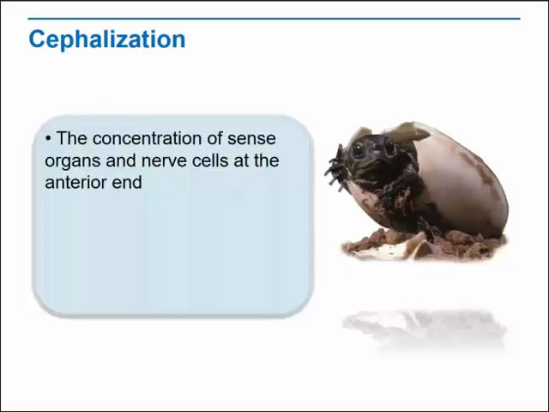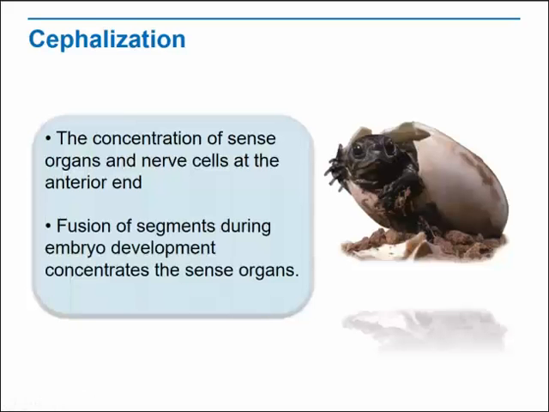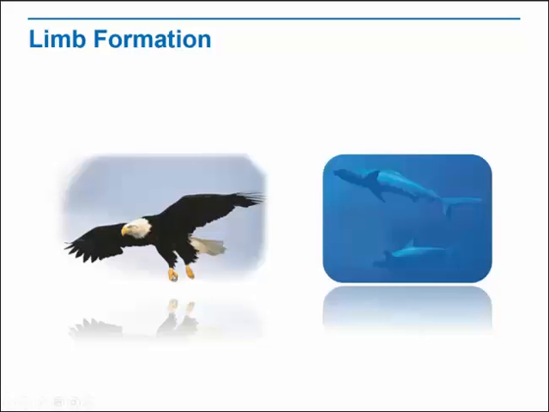As those segments fuse, their internal and external parts combine in ways that concentrate sense organs, such as eyes, in the head. Nerve cells that process information and decide what the animal should do also become concentrated in the head. Animals with heads usually move in a head-first direction. This is so the concentration of sense organs and nerve cells come in contact with new parts of the environment first.